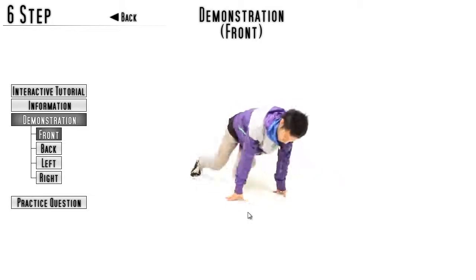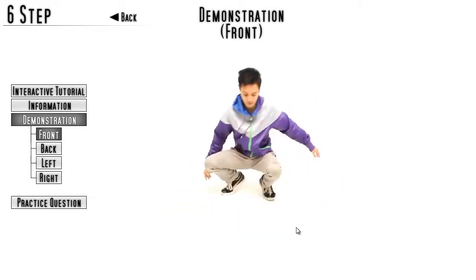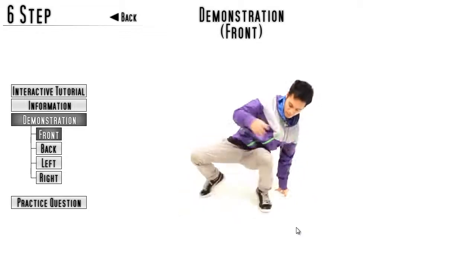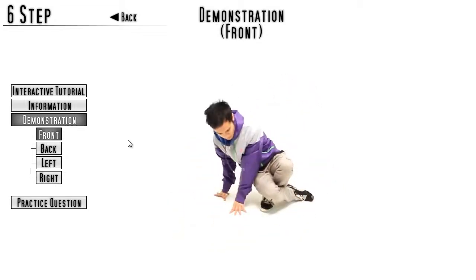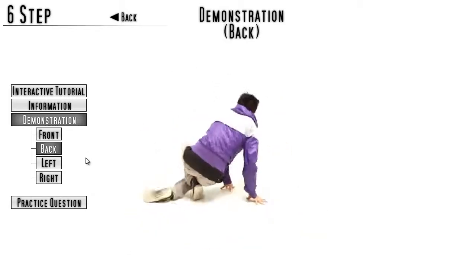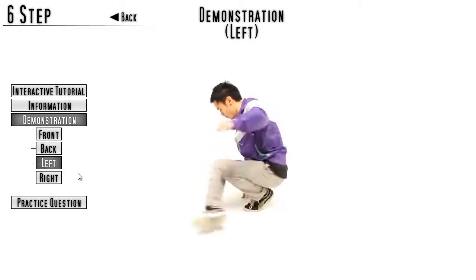In the demonstration section, you'll basically see a continuous loop of the move, both normal speed and slow motion, from all different angles. So basically you see it from the front, the back, and then the left, and then the right.